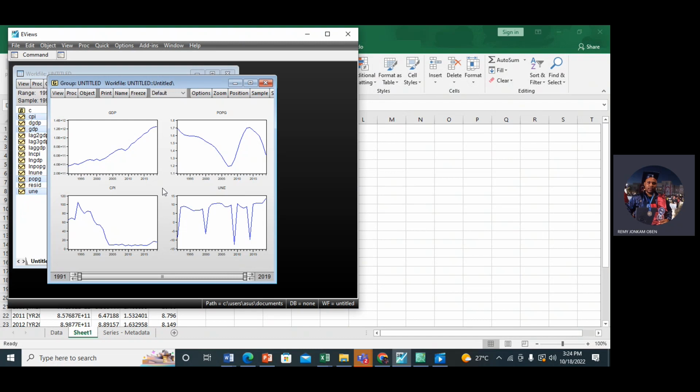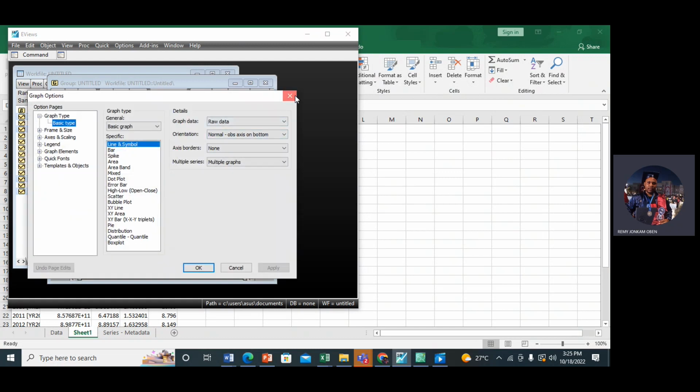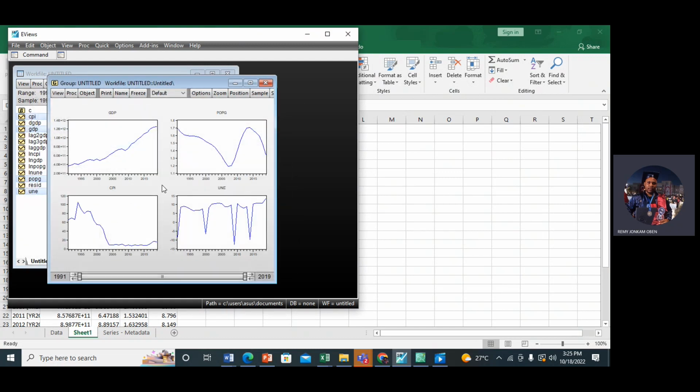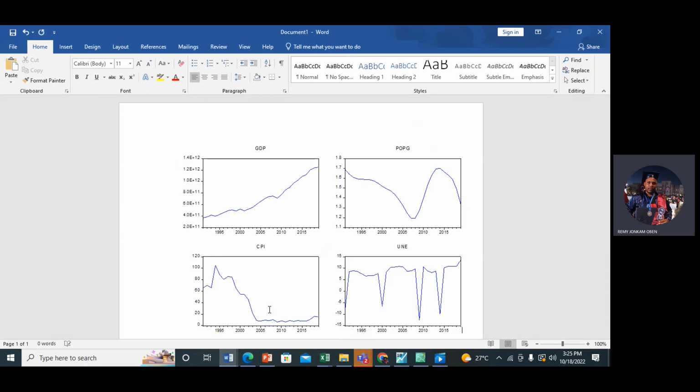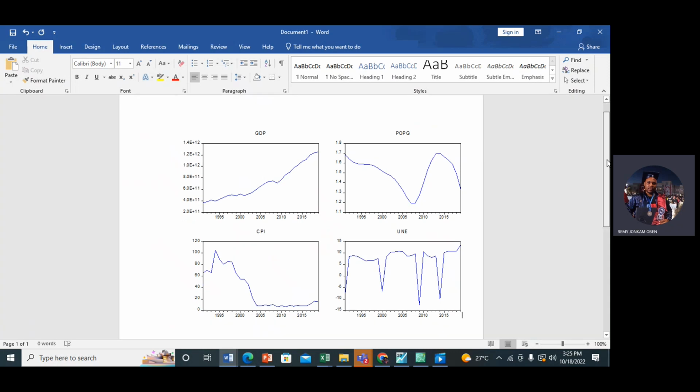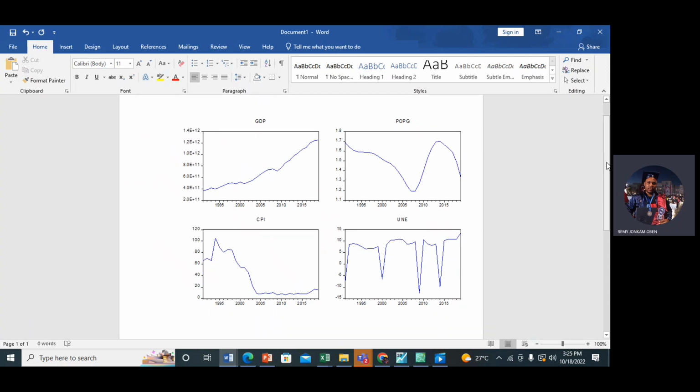Just put your cursor there, click here, then take Control A. Control A means you copy all of them, and then take Control C, copy, come to Microsoft Word and paste with Control V. So those are the graphs. So you can copy from eViews and paste on Microsoft Word, and then you can analyze the graphs and everything. So that's how you can copy.